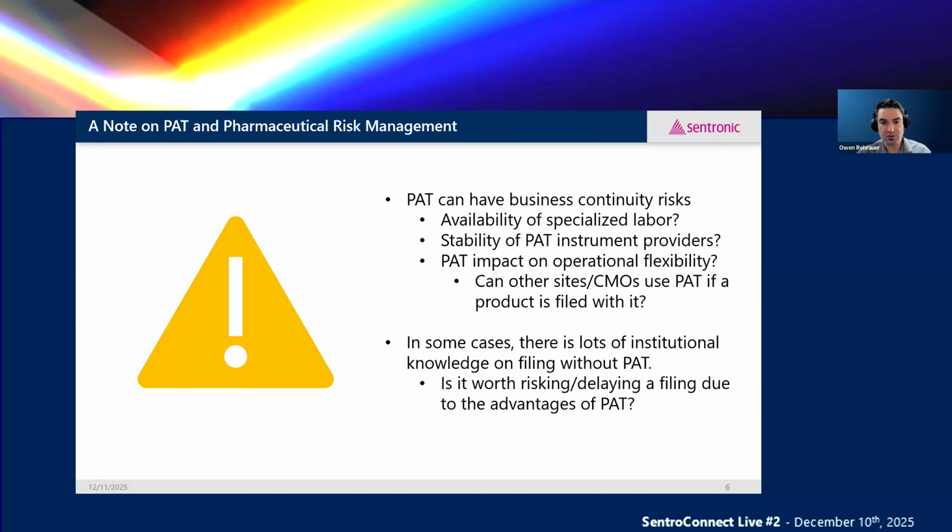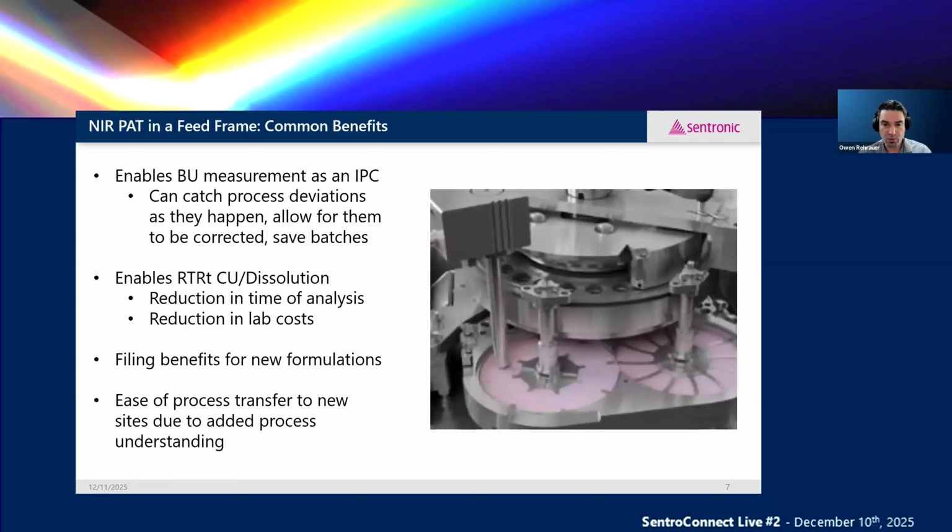That's a very high-level discussion of PAT, but today we're interested more in discussing what we can do in an NIR feed frame. So what are the application cases for a PAT measurement in a feed frame, and what are the business advantages of using these methods? For starters, we can measure blend uniformity as an in-process control when we use NIR PAT in a feed frame, which allows us to catch deviations as they happen, potentially allow for them to be corrected, which can save a large amount of material or potentially save a batch or a continuous run.